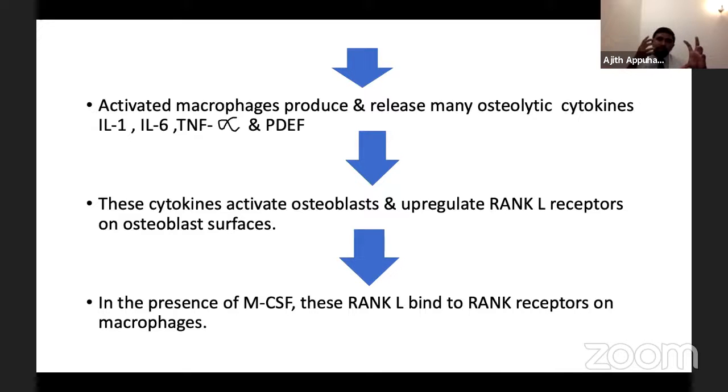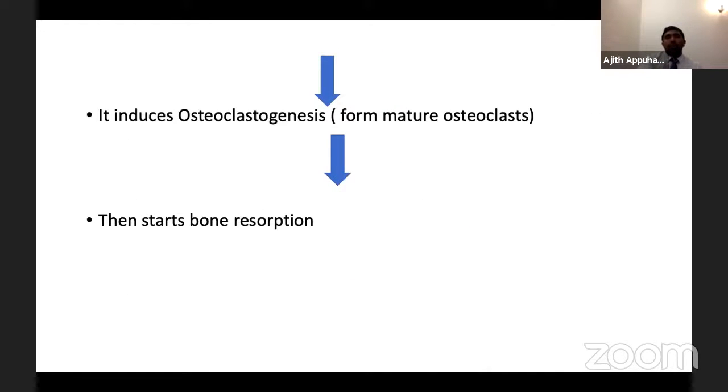In the presence of colony stimulating factor, this RANK ligand binds to the RANK receptors on the macrophages. That is called the RANK ligand-RANK coupling mechanism. Once the RANK receptors bind with the RANK ligand on macrophages, it induces osteoclastogenesis that forms mature osteoclasts. Then they start bone resorption around the prosthesis.